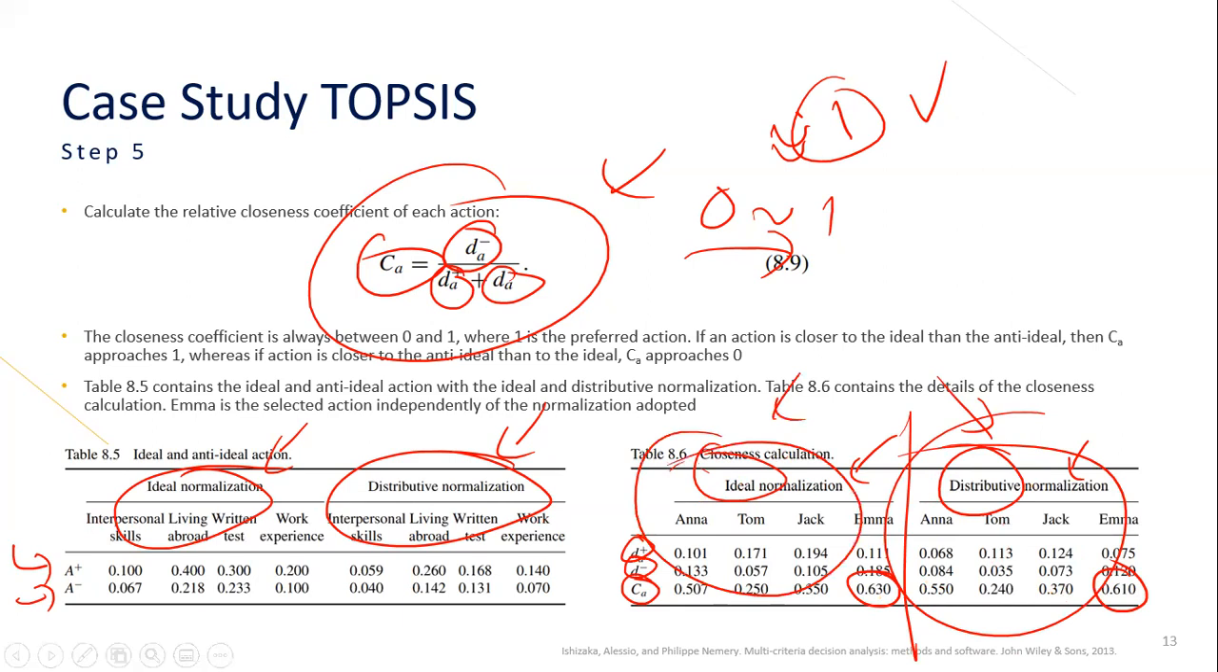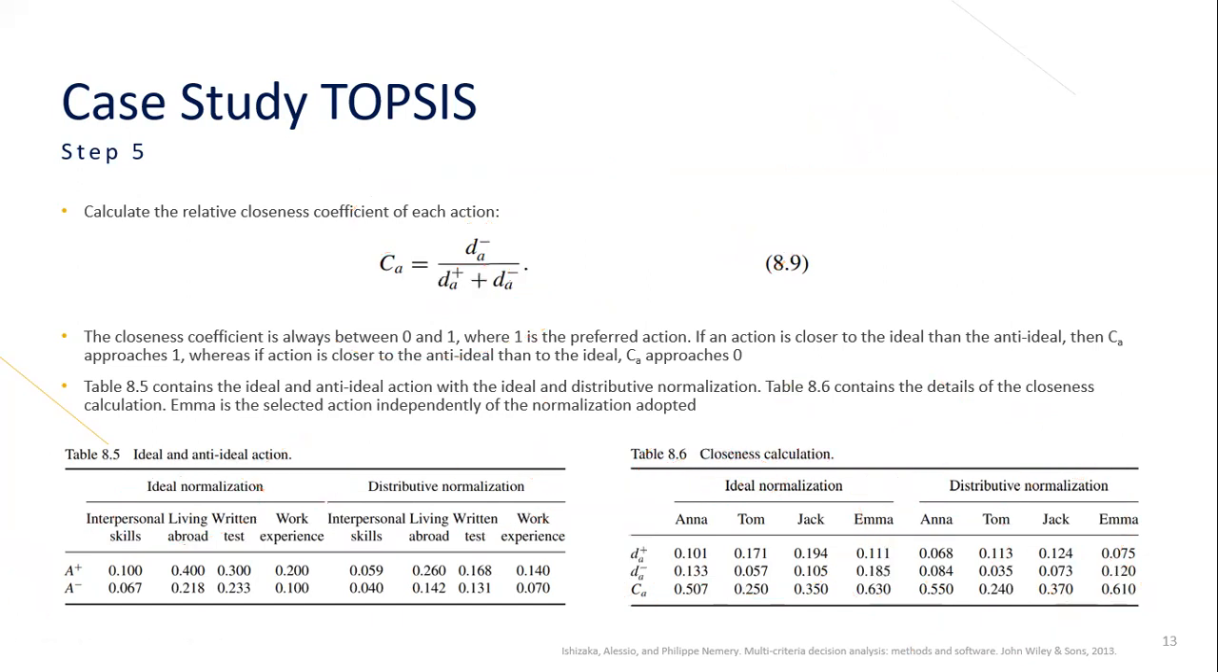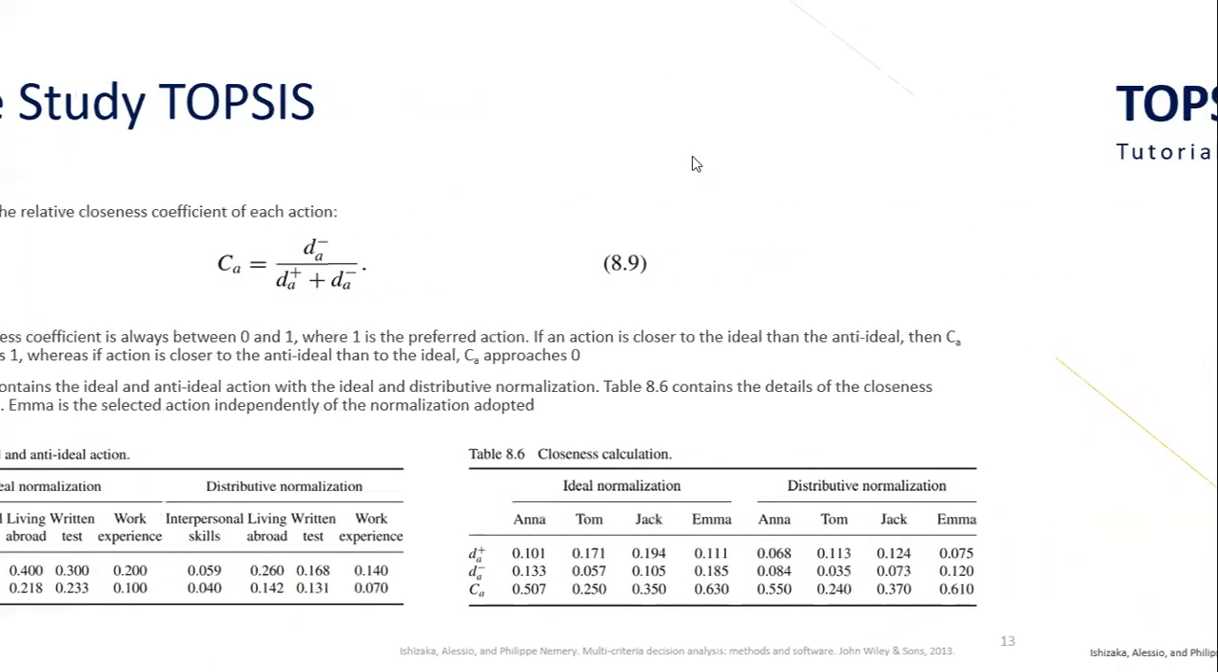And then the conclusion is that EMMA, with a closeness index of 0.61 using distributive normalization, is selected. Or if you use the ideal normalization, you still select EMMA because it is closer to 1. This is the ideal candidate that you can select among these 4 candidates. Okay, I think that's about using TOPSIS.